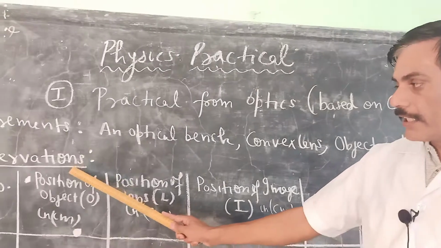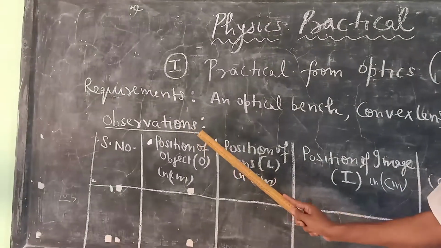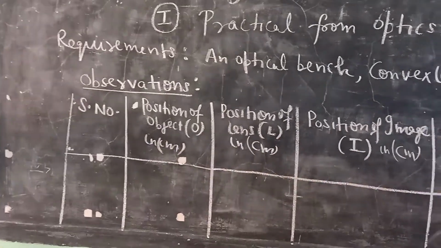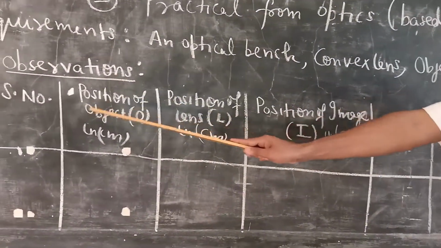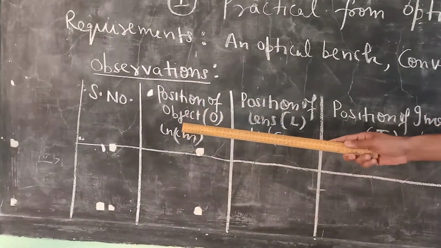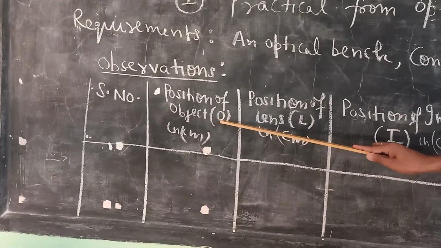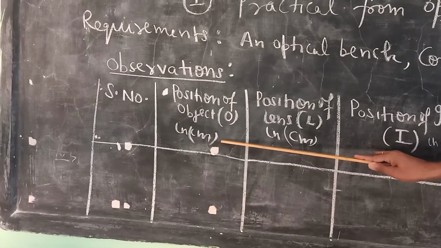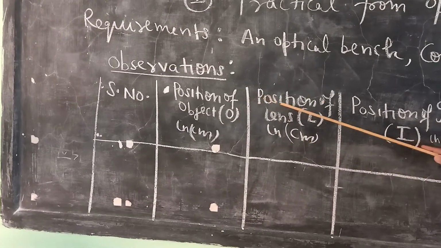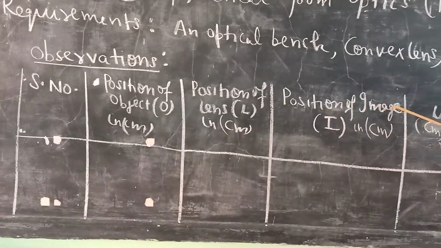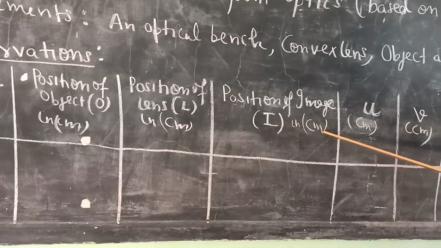Now, what should we write under the observation? That is the main part, and you have to listen and understand this carefully. You should make a table like this. As you can see, serial number, how many readings. Normally in the examination 5 or 6 readings are asked on average. Position of object, which I have named as O, in centimeter, because the optical bench is marked in centimeters. Position of lens, which is taken as L, also in centimeter. Position of image I, that is also in centimeter.